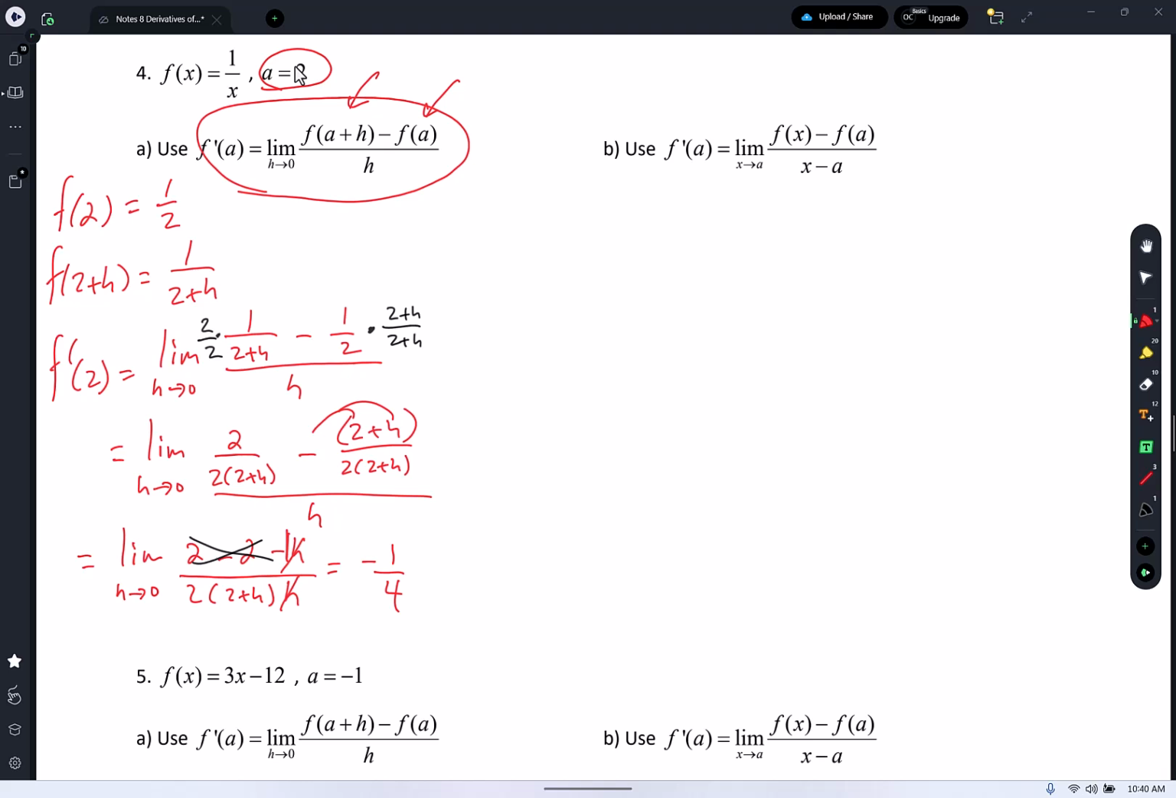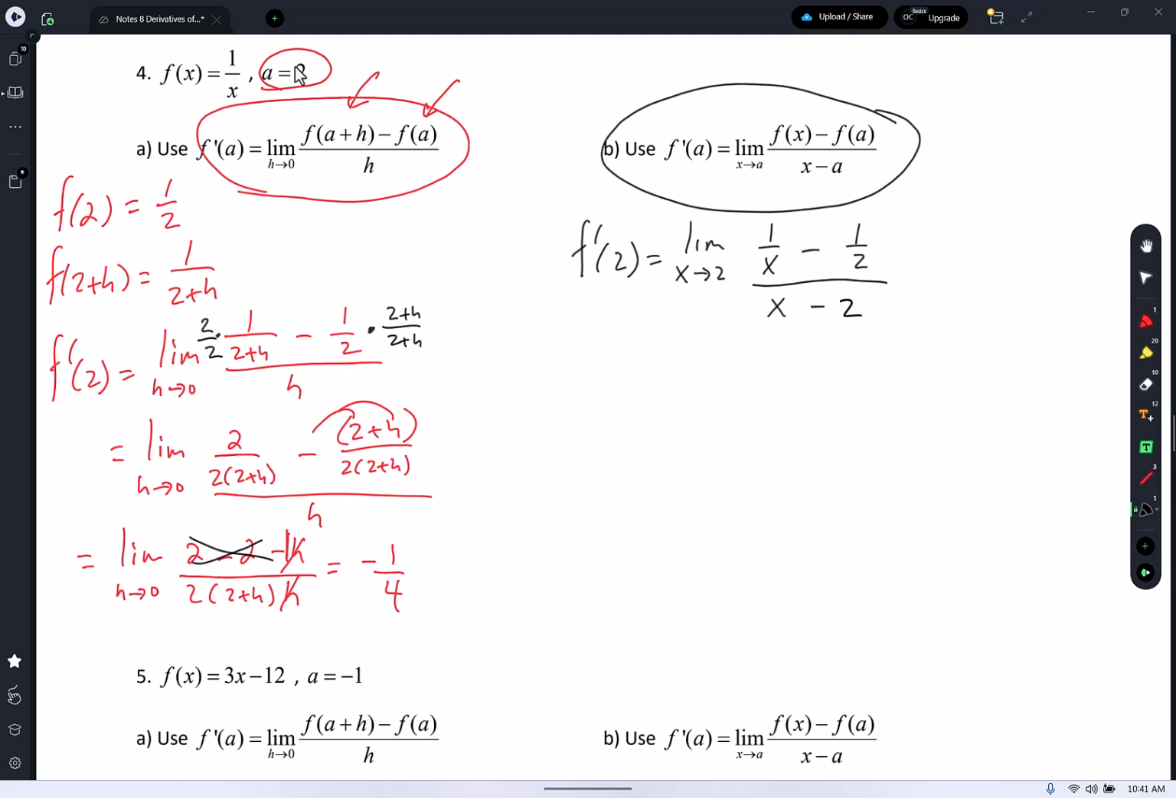All right, let's use the alternate definition. I'm going to use black. So here we go. I'm going to do letter B, and now they want me to use this to see if I get the same thing. So again, all right, guys. Here we go. F prime of 2 equals limit as x approaches 2, not h, of f of x, which was 1 over x, minus f of 2, which was 1/2, all over x minus 2. We're not going to get the same? Yes, you are, because it's the same. It's just an alternate definition, guys. It's pretty much the same.